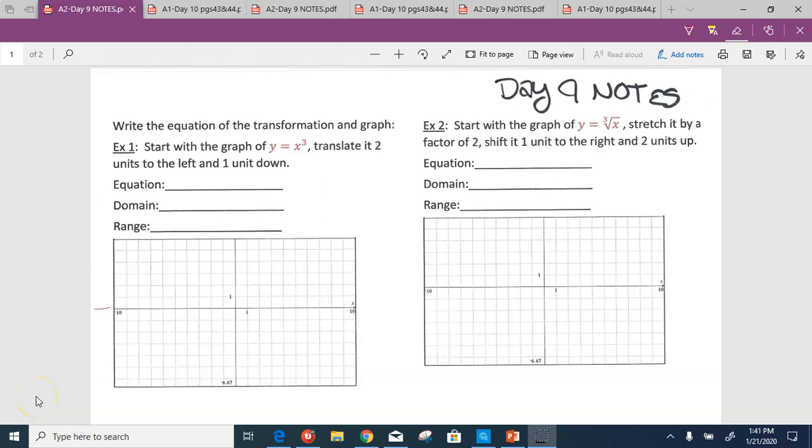Today we're going to be reviewing making graphs of cubic roots and cubic functions. This time we're going to be given a description and we have to make the equation to match it. So first thing I want to do is look at example 1.